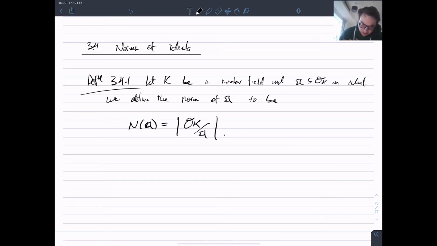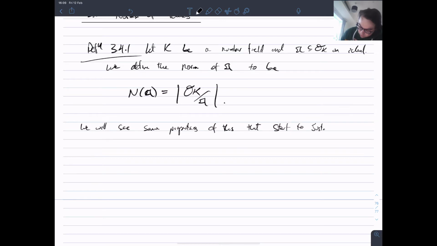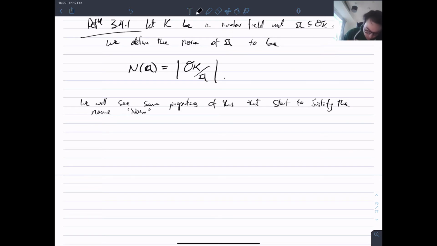So this is the definition, and let's try to start justifying why this thing is called a norm. You will see some properties of this that start to justify the name norm. So here's a proposition. This tells us that the norm behaves multiplicatively, as somehow we would expect. Proposition 3.4.2. Again, we have a number field.